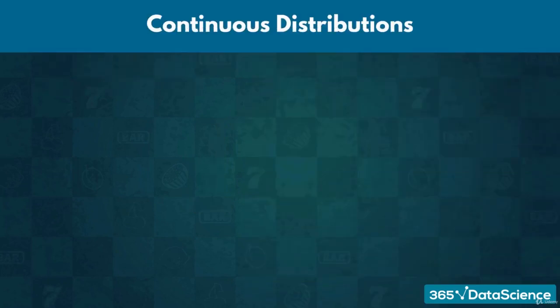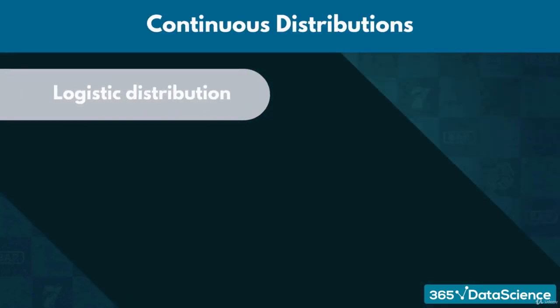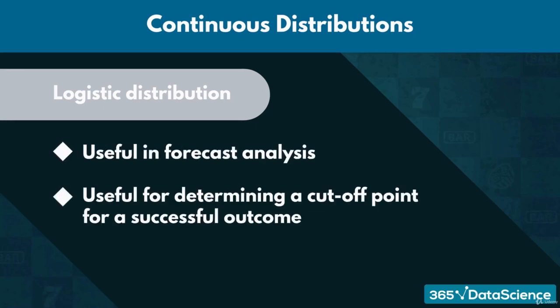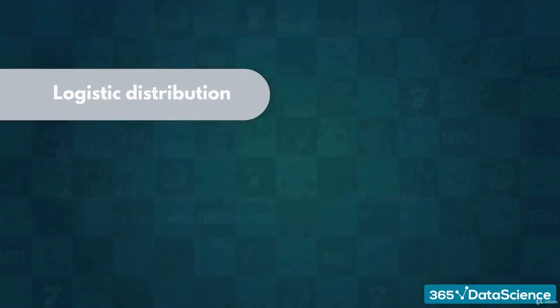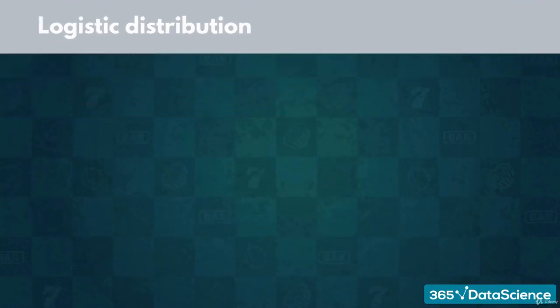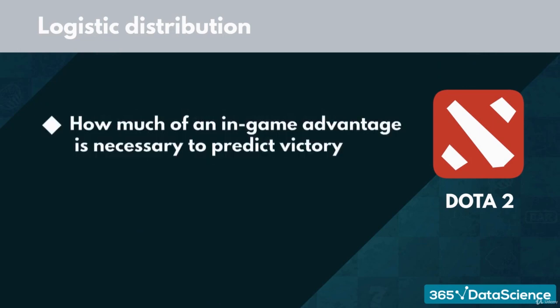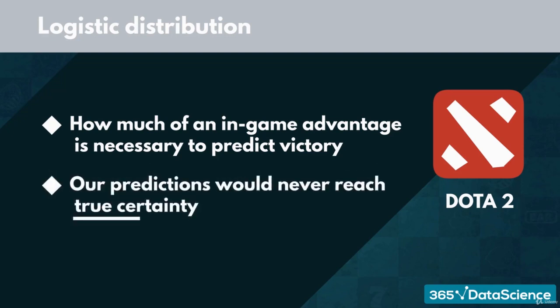The last continuous distribution we will mention is the logistic distribution. We often find it useful in forecast analysis when we try to determine a cutoff point for a successful outcome. For instance, take a competitive esport like Dota 2. We can use a logistic distribution to determine how much of an in-game advantage at the 10-minute mark is necessary to confidently predict victory for either team. Just like with other types of forecasting, our predictions would never reach true certainty. But more on that later.